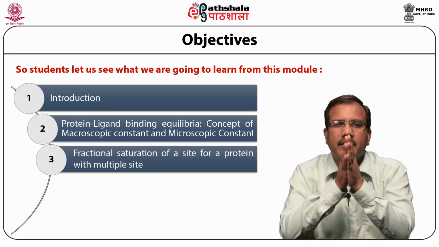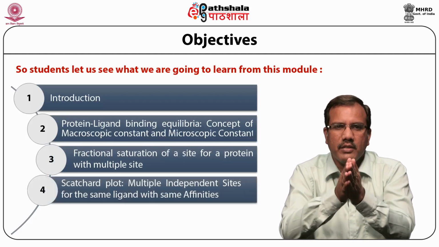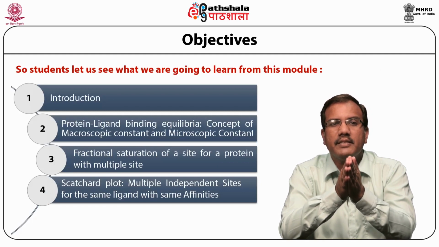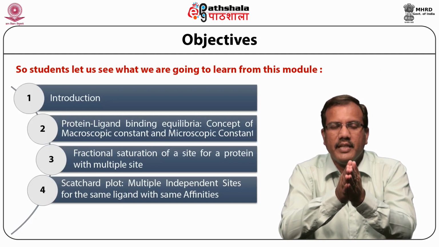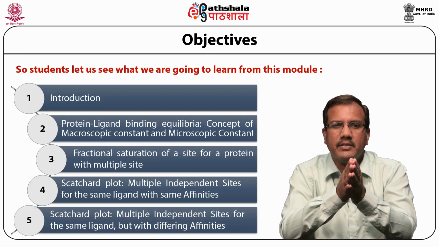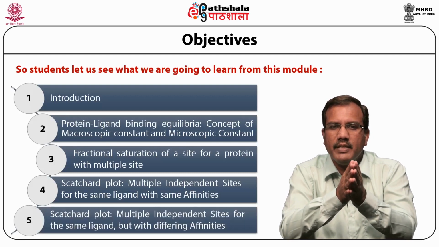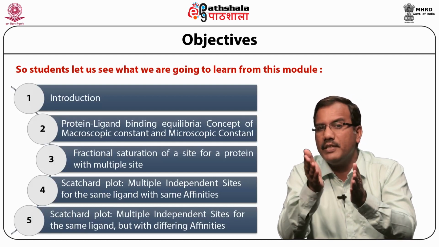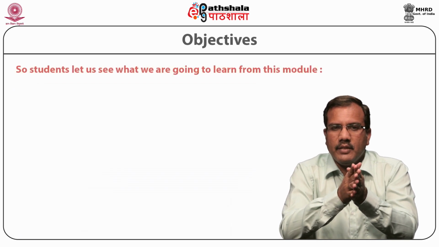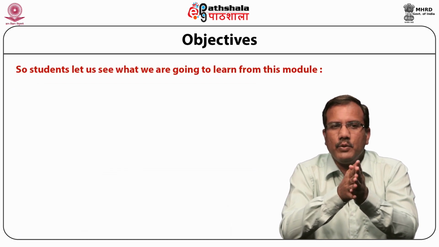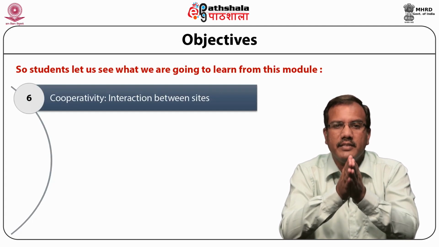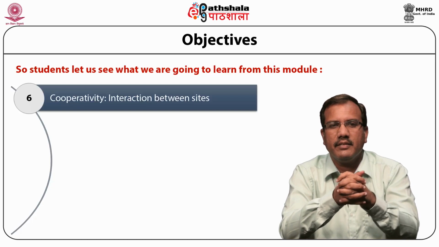We will again look at the Scatchard plot. We will start with multiple independent sites for the same ligand but with the same affinity. Then we will see how this plot changes when we have multiple independent sites for the same ligand but with different affinity. Then finally we will go to cooperativity, where the sites are dependent, meaning there is interaction between sites.